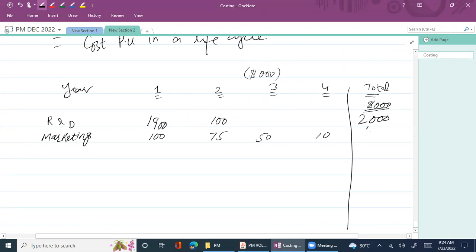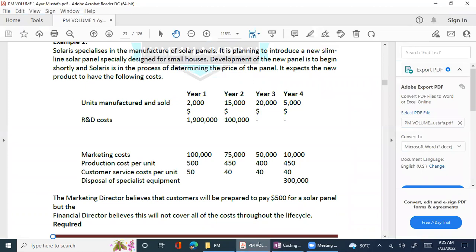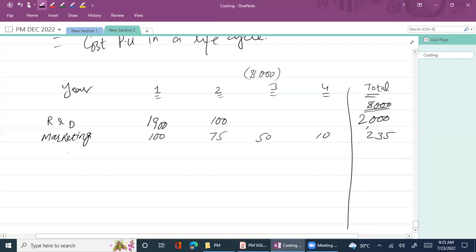What total amount is spent on marketing? So 235 is spent on marketing. Then production cost per unit, 500. 500 multiplied by number of units, 2000. So this will be how much? 2000 multiplied by 500. This is production cost.